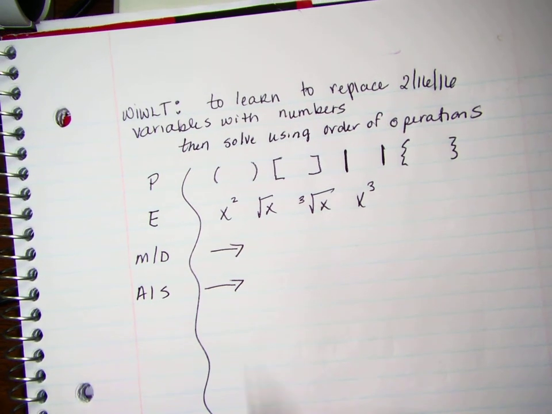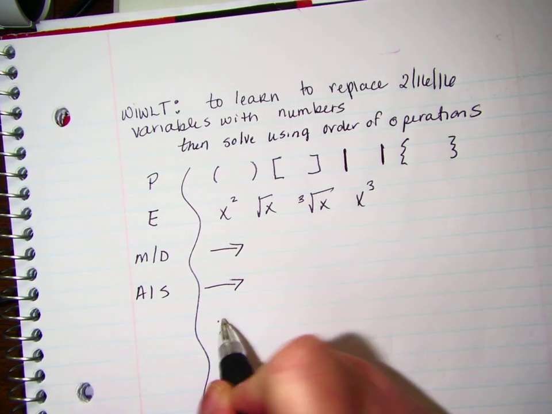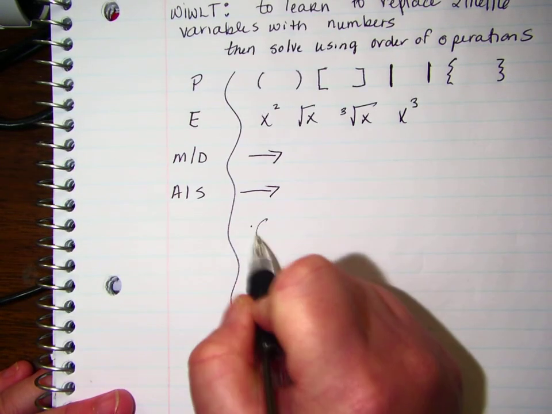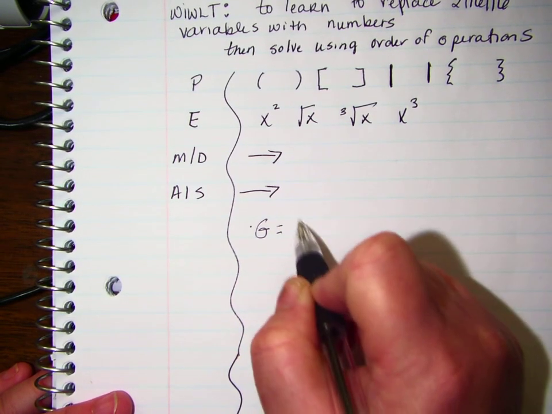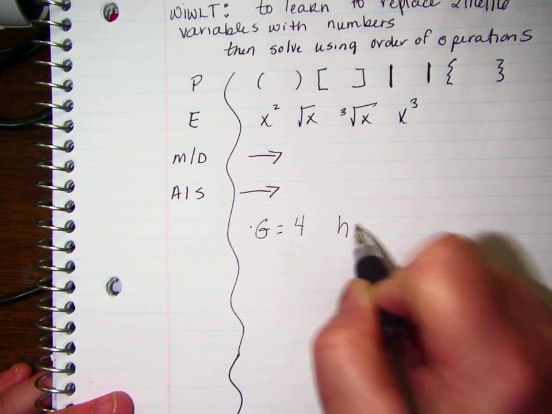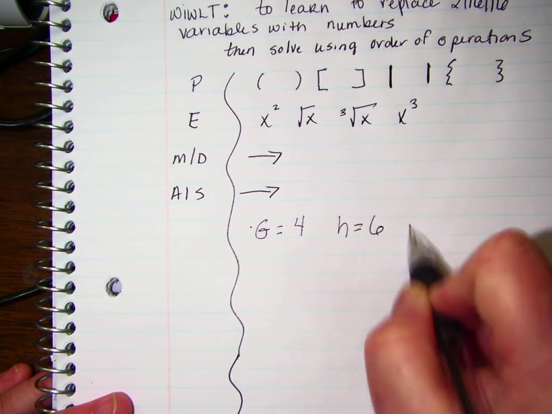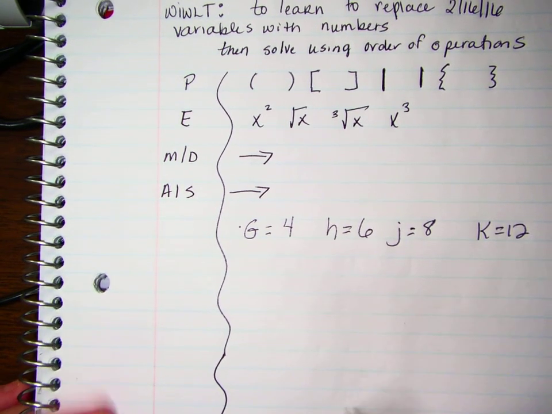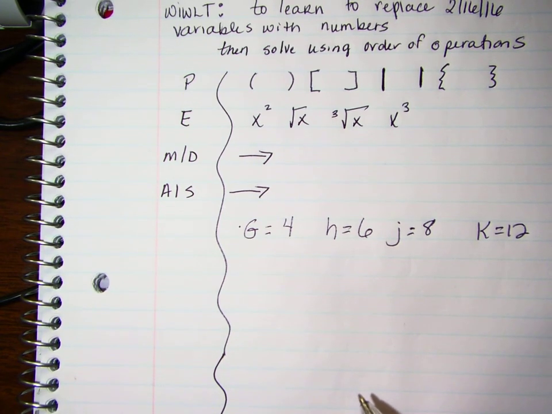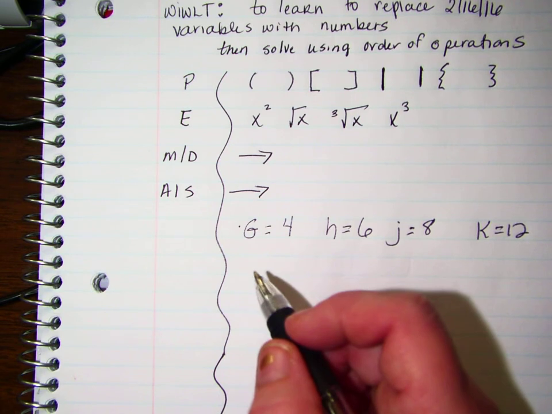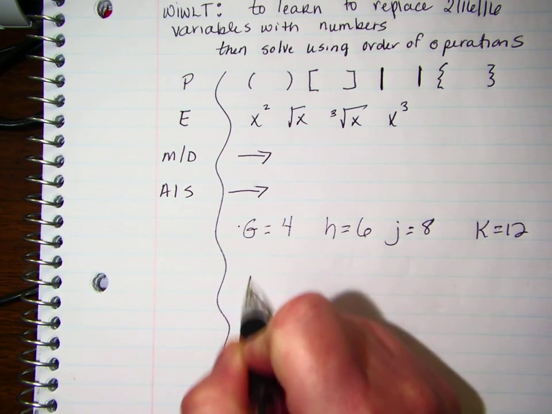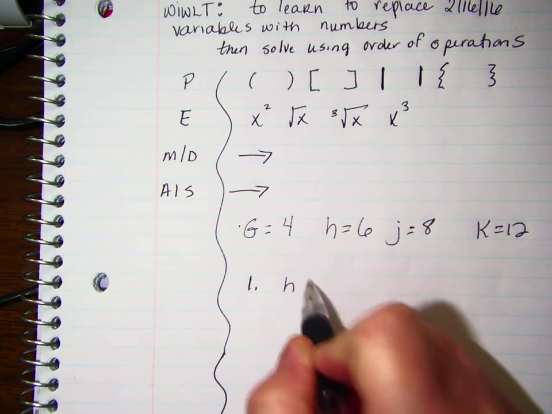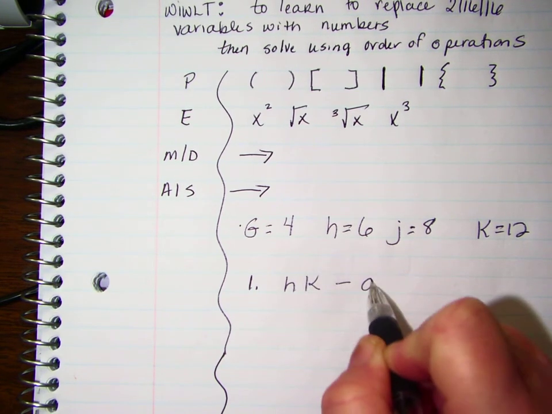So right now what we're going to do is we're going to do some problems with replacement. We're going to start with G is equal to 4. H is equal to 6. J is equal to 8. And K is equal to 12. Now, what we're going to do in this instance is we're going to plug and chug into this equation, problem number 1, HK minus GJ.